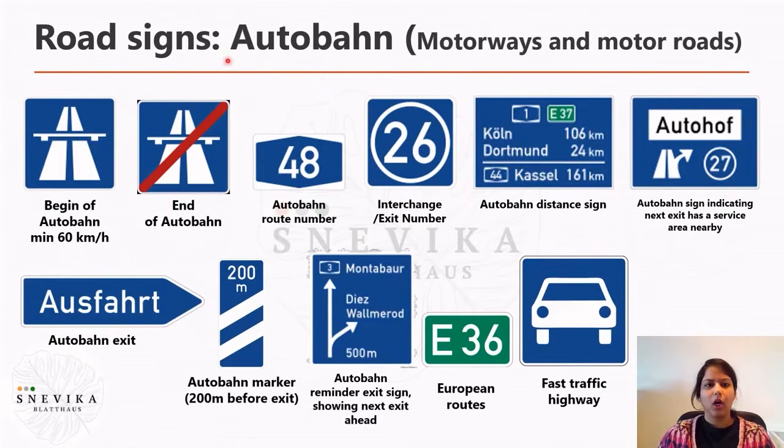Autobahn. As previously mentioned, autobahns are also called motorways, express roads or motor roads. So these signs are all related to Autobahn. Once you see this sign, you should remember that it is related to Autobahn. If there is a sign like this, it is very clear that the Autobahn is going to start. So once you understand this sign, your answer should be something related to Autobahn.